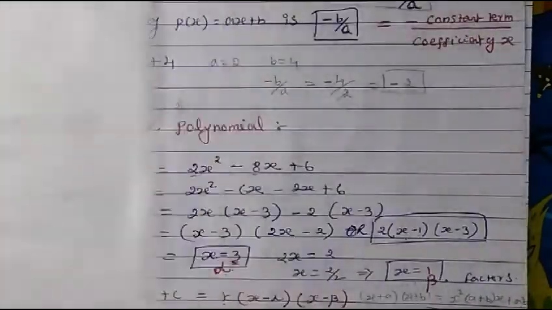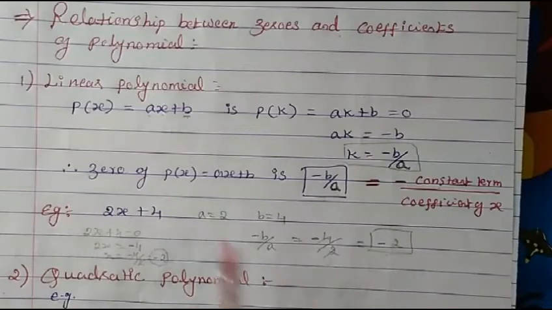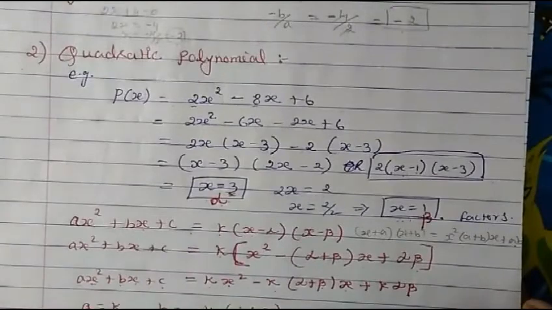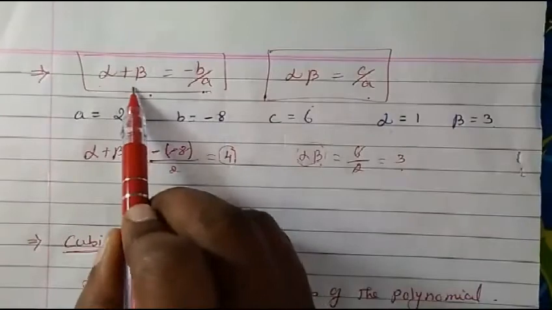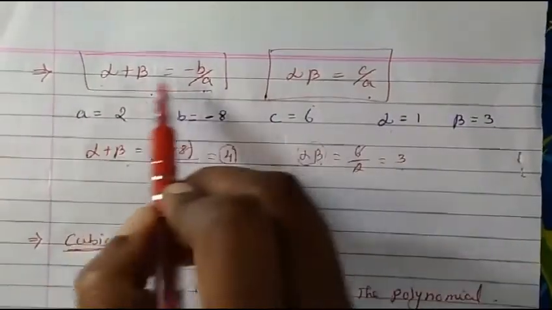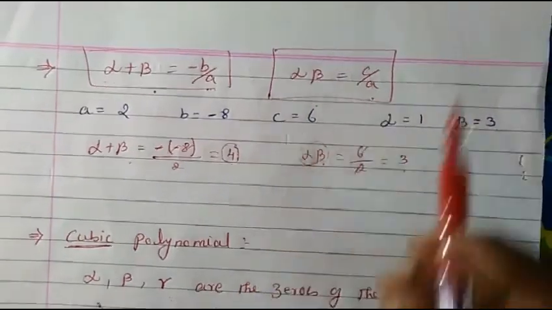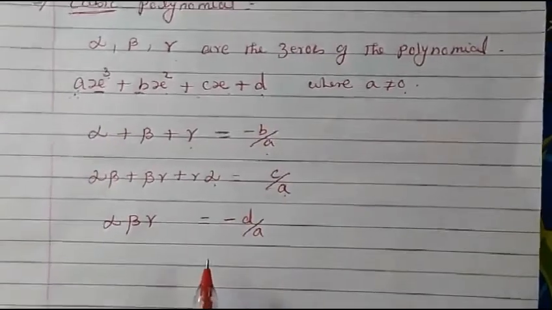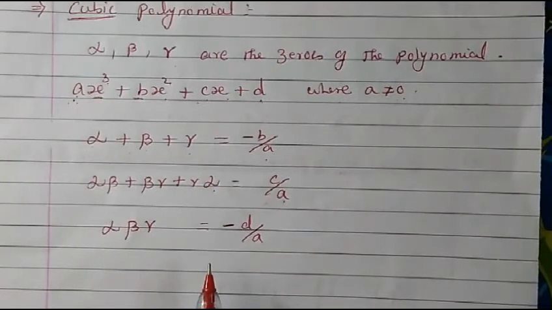What is important is that you have to remember the formula. For the linear polynomial, you have to remember minus b upon a to get the zero of the polynomial. For the quadratic polynomial, the sum of zeros is equal to minus b upon a, and the product of zeros is equal to c upon a. And then for the cubic polynomial, you have to remember this formula. The formula is very important, not the derivation. I hope I have made it clear to you.